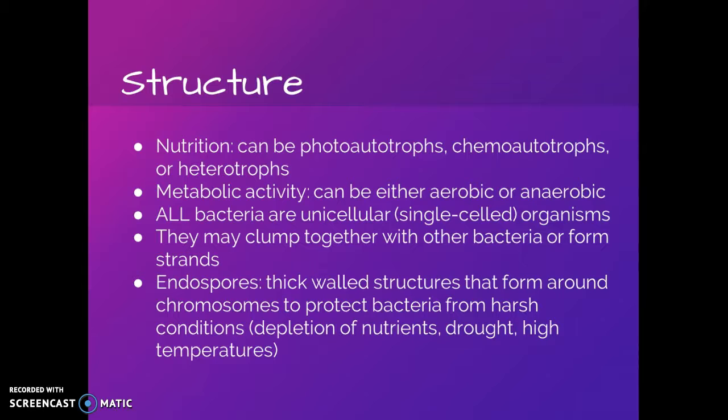Now, nutritionally, bacteria can be pretty diverse. It says here they can be photoautotrophs, chemoautotrophs, or heterotrophs. And that means that some use the sun's energy to make their own food, some use other chemicals to make their own food, and some are consumers. Bacteria can be either aerobic or anaerobic, meaning they use oxygen or not. But all bacteria are unicellular, or single-celled organisms. Sometimes bacteria clump together, sometimes they even form strands or strings of cells.